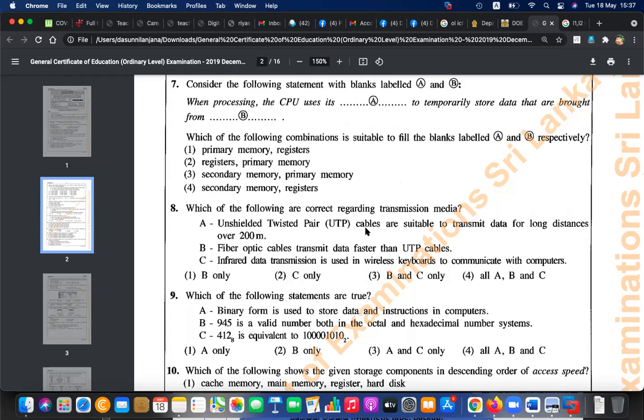Right? Then unshielded twisted pair cables are suitable to transmit data for long distances over 200 meters. So they are unshielded UTP cables. UTP cables are good for short distance, which is less than 200. Less than 100, that is best. Best for less than 100, not for long distances, right? That is good.